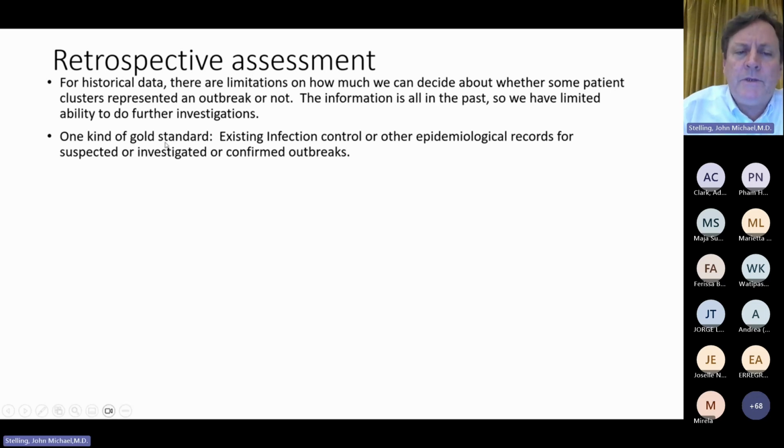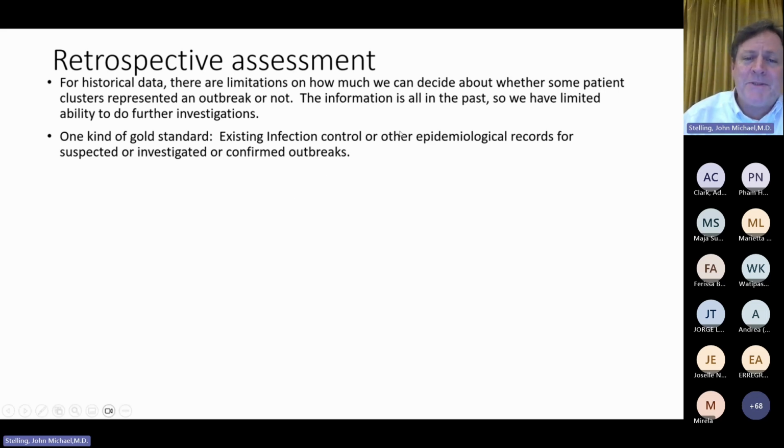So one thing that you can do is look at existing infection control reports. We're finishing up a study now with Japan, and the results were very exciting. We had a list of known confirmed outbreaks, and we found every single one of them with our settings except for one. So in terms of finding known confirmed outbreaks, our sensitivity was excellent.